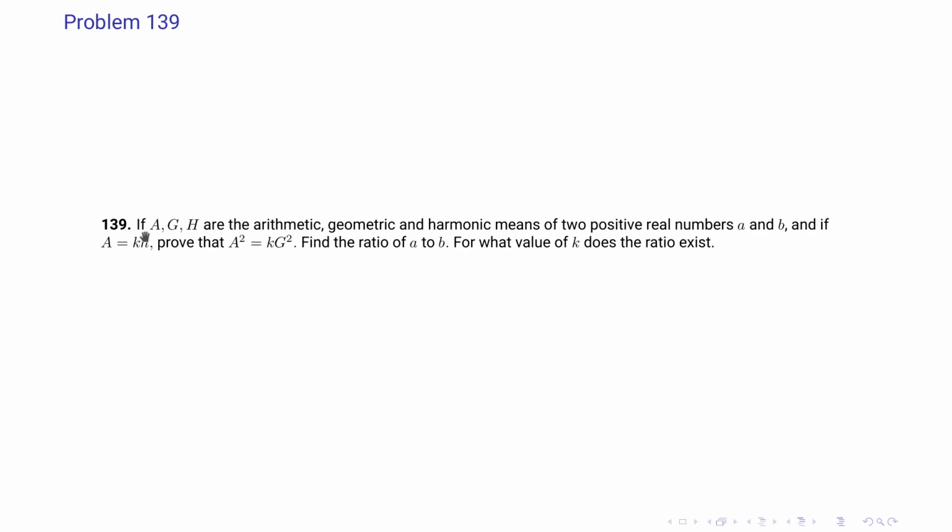Problem number 139 says that if A, G, H are the arithmetic, geometric and harmonic means of two positive real numbers a and b, and if A is equal to kH, prove that A squared is equal to kG squared. Find the ratio of a to b. For what value of k does the ratio exist?